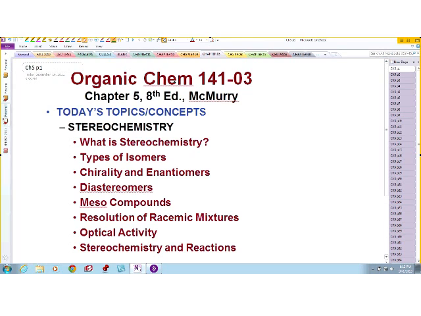Okay, now let's start this discussion on Chapter 5. Chapter 5, of course, gives you a lot of fundamental topics and concepts. As you can see here, we are going to discuss stereochemistry, which is the study of the three-dimensional nature or the study of the three-dimensional structures of organic molecules.